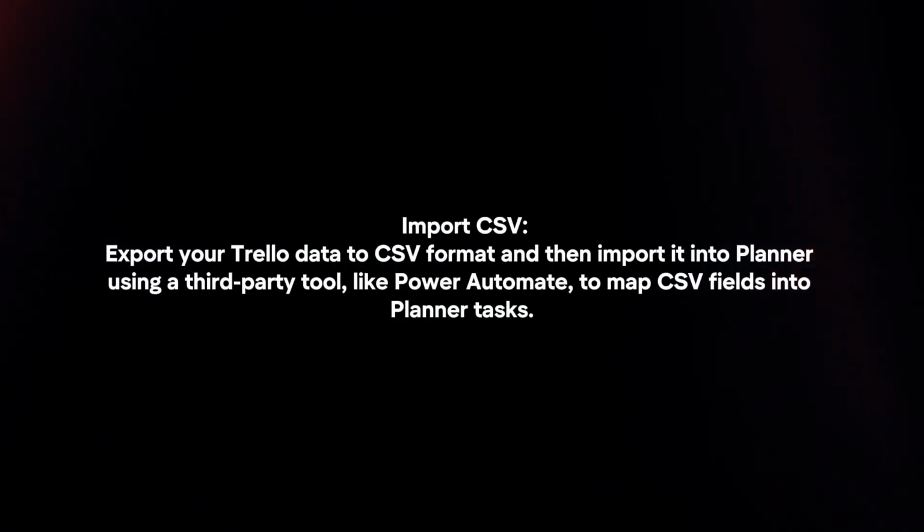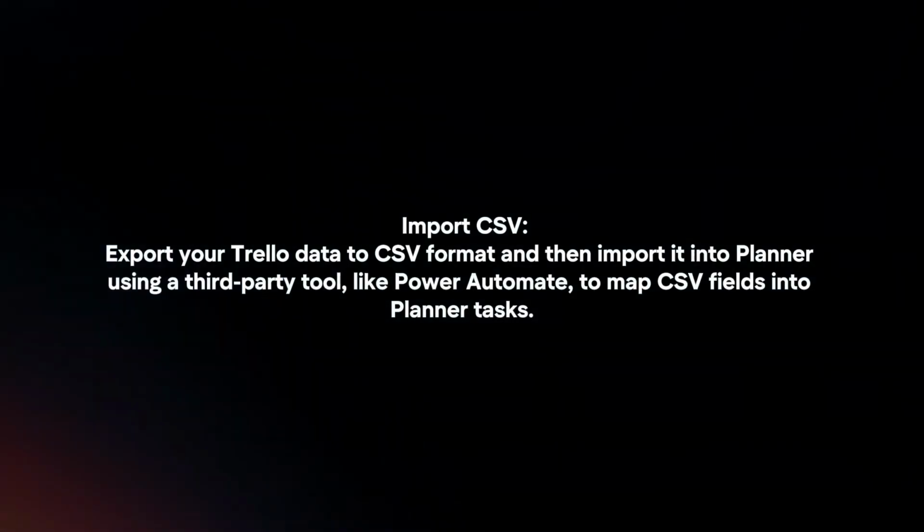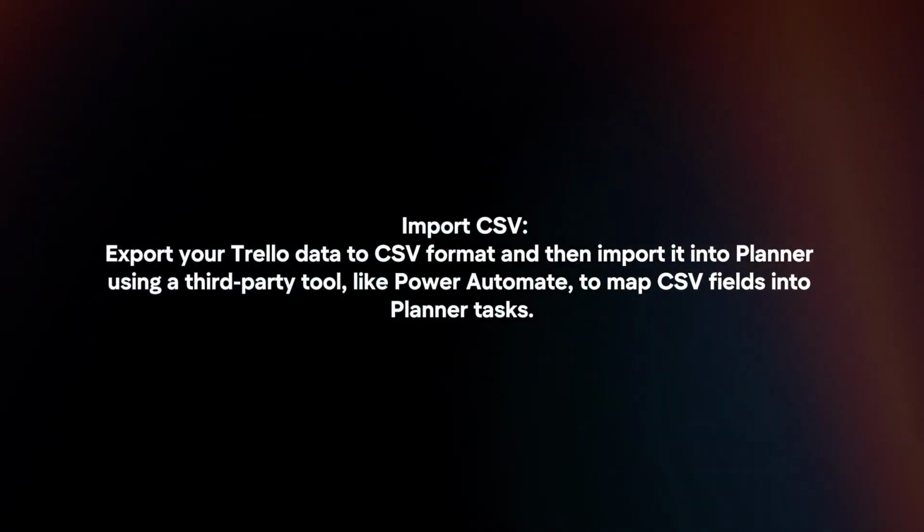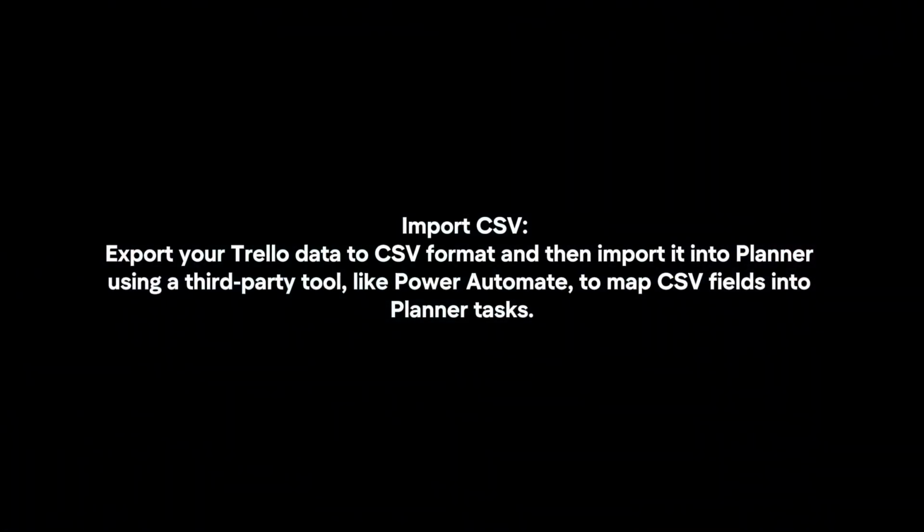Import CSV. Export your Trello data to CSV format and then import it into Planner using a third-party tool like Power Automate to map CSV fields into Planner tasks.